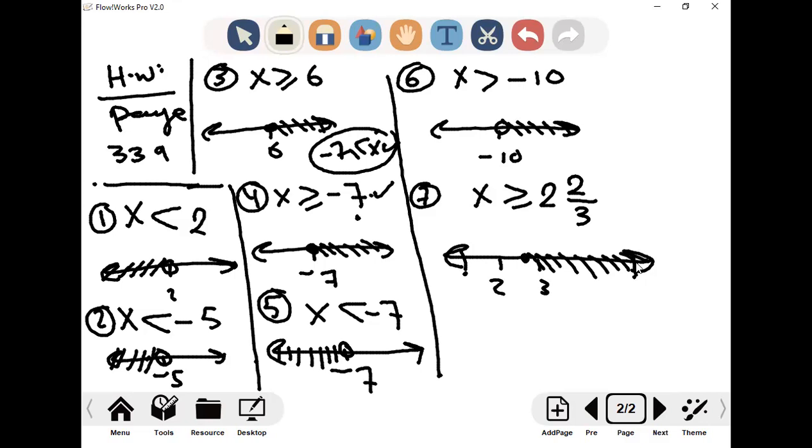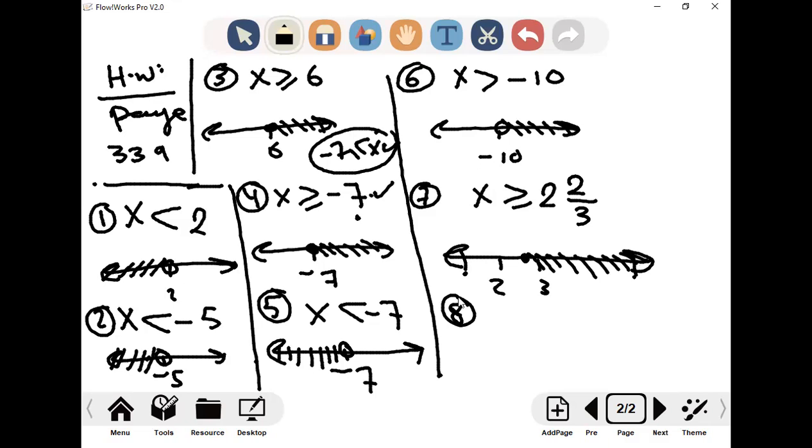You understand it? As a decimal, 2 over 3 is 0.6 repeated. 6, 6, 6, 6, whatever. So you can say 2.67 or 2.7. This is question 7.